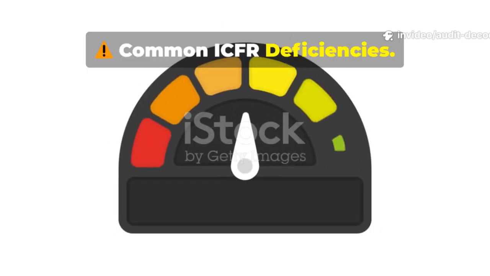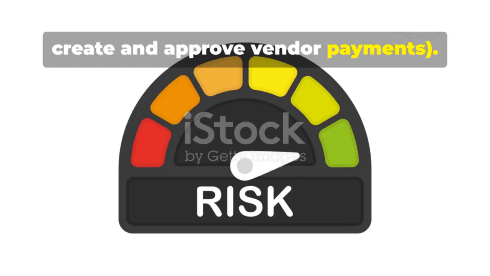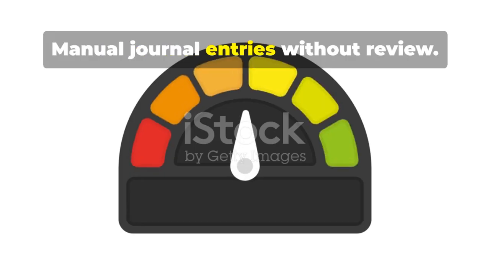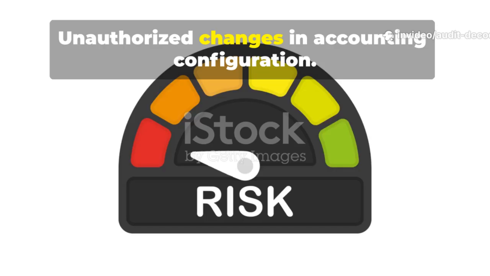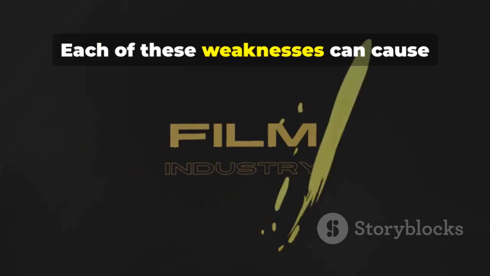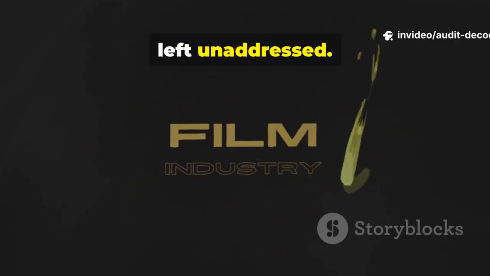Common ICFR deficiencies. Unsegregated access: the same user can create and approve vendor payments. Late or missing reconciliations. Manual journal entries without review. IT access not revoked after employee termination. Unauthorized changes in accounting configuration. Lack of documentation or retained evidence. Each of these weaknesses can cause material misstatements or even fraud if left unaddressed.